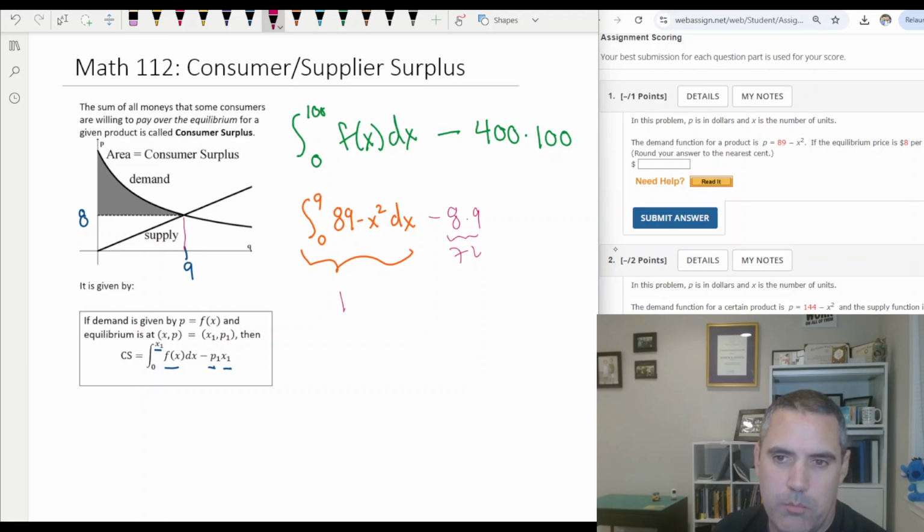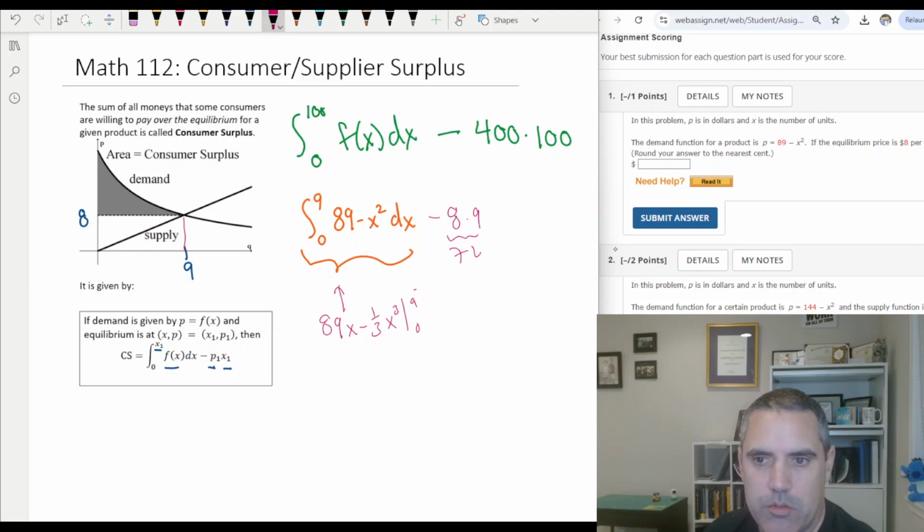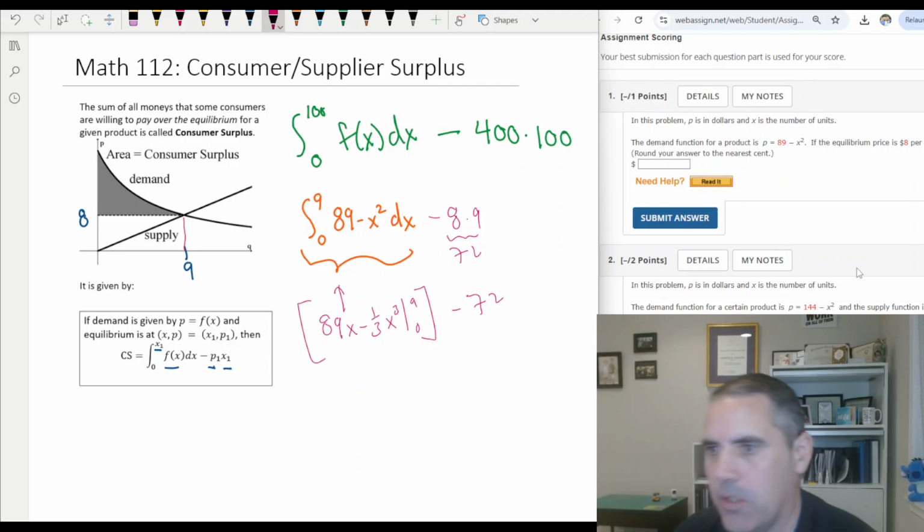So do your practice. The main point of this section is for you to see another application. So use your antiderivative skills. Antiderivative, plug in 0 and 9. And when you're done with all of that, subtract 72. Enter, done. So that's what you're doing on these questions.